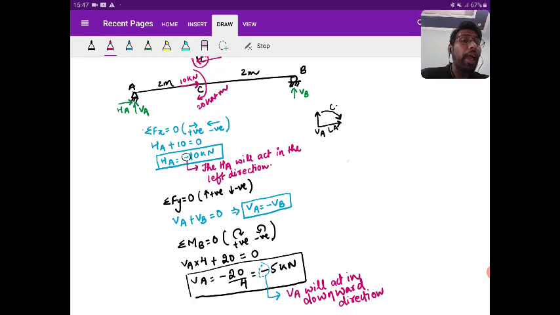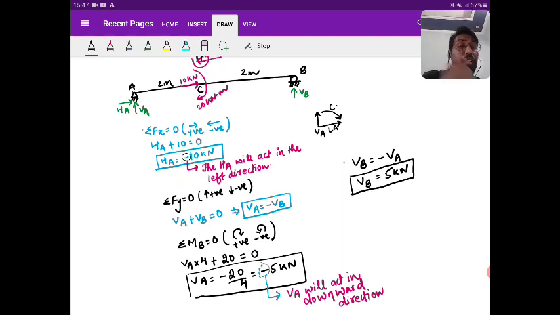Is it clear? And VB, which is minus of VA, will be plus 5 kilonewton. Is it clear? So VB is equal to plus 5 kilonewton. How many of you got the same answer? Please just write yes. Okay, good.